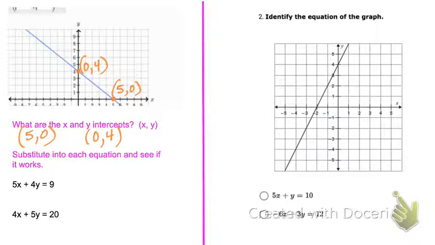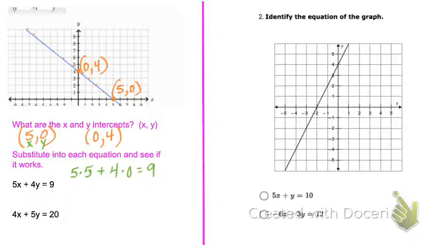All of the points on the graph represent coordinates, x's and y's, that if you substitute into the equation, should make a true statement. So let's look at the first equation here. I'm going to substitute in the first point, when x is 5 and y is 0, and see if it's true. Wherever there's an x, I'm going to put a 5, so it'd be 5 times 5 plus, and wherever there's a y, I'm going to put a 0. And I want to see if that equals 9.